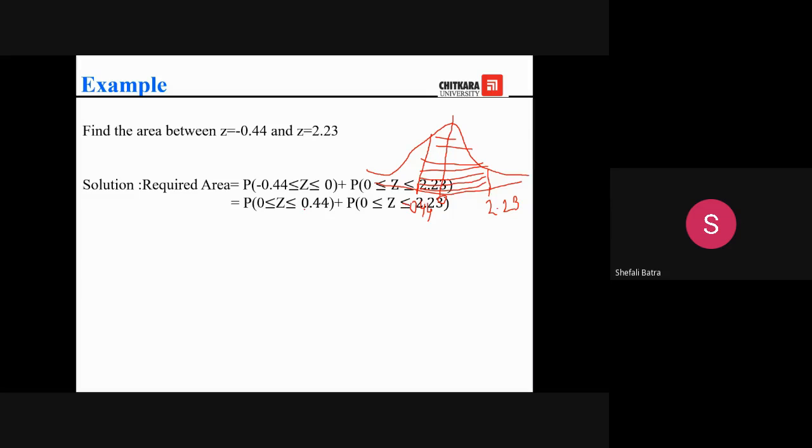Now, what do you need, beta? You need to find out this 0.44. So look in the table, 0.4 in the fourth column. Tell me, beta, what will be the value? And similarly for the next also, 2.2 for 3. Tell me both values. Ma'am, 0.1700. 0.1700. It is for 0.44, beta.